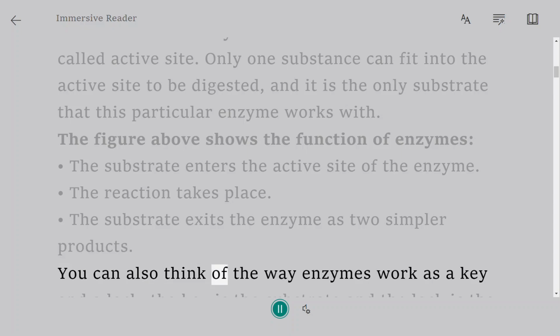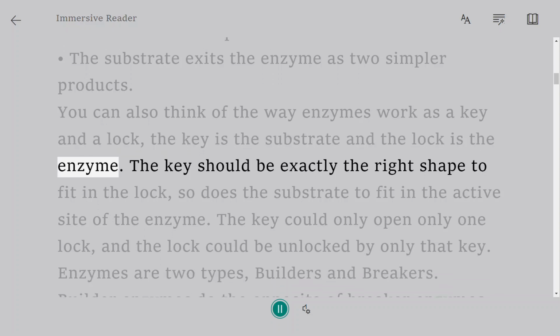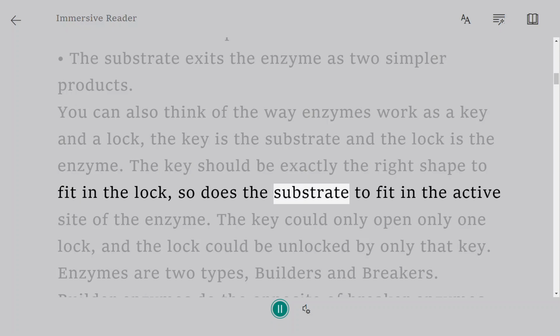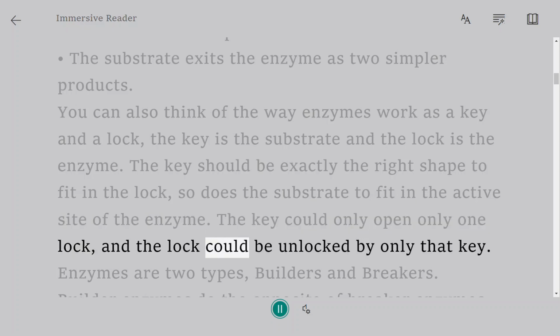You can also think of the way enzymes work as a key and a lock. The key is the substrate and the lock is the enzyme. The key should be exactly the right shape to fit in the lock, and so does the substrate to fit in the active site of the enzyme. The key could open only one lock, and the lock could be unlocked by only that key.